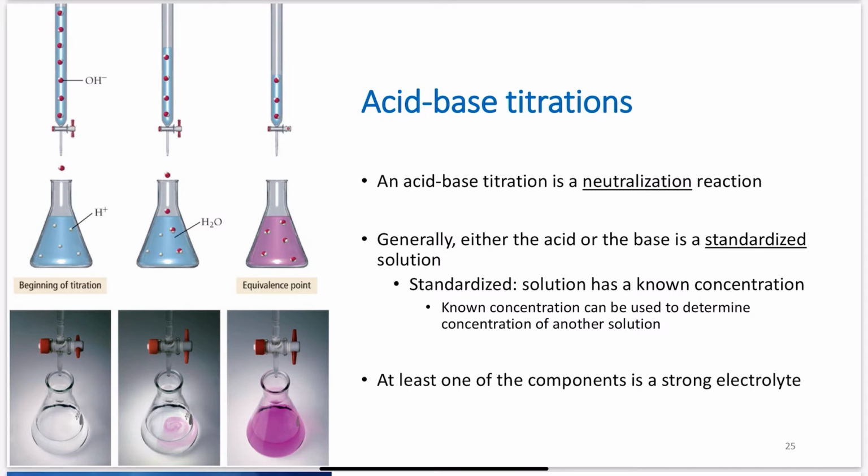So what is an acid-base titration? An acid-base titration is a neutralization reaction. It's an acid plus a base that gives you a salt plus water. Generally speaking, either the acid or base is a standardized solution, meaning that you know the concentration of that solution. A standardized solution has a known concentration. The known concentration can be then used to determine the concentration of another solution.